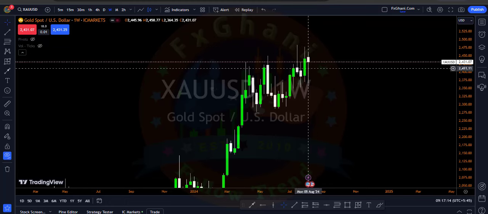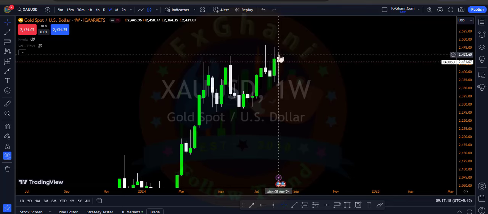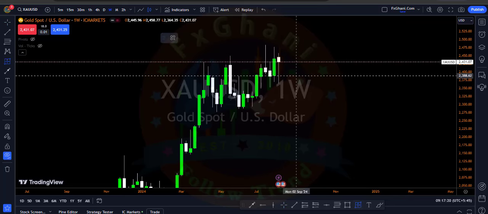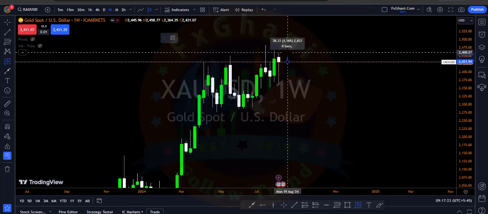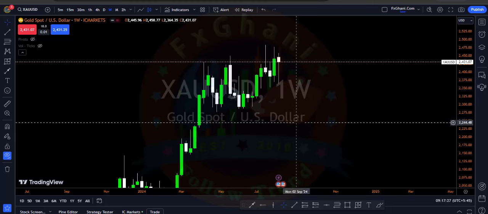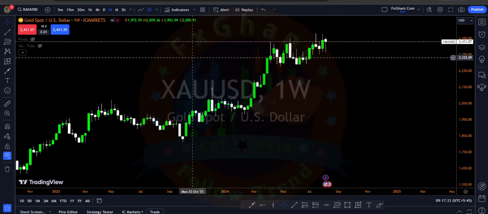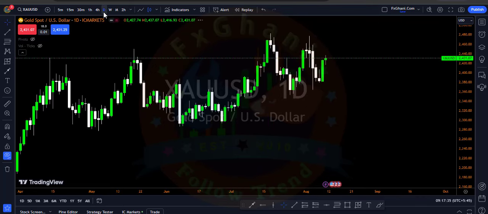You have two options. You can place your stop loss above this candle high, an aggressive stop loss, almost 300 pips, and a normal stop loss of 500 pips in a weekly time frame. So let's analyze our daily time frame.